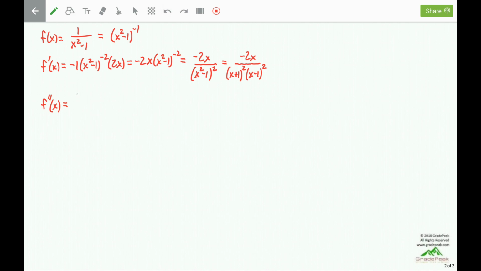Derivative of the numerator, which is a negative 2, times the denominator left alone, x squared minus 1 squared, minus the numerator left alone, negative 2x, times the derivative of the denominator, which is a power rule. Bring the power down, leave the inside alone, subtract 1 from the power to be to the first power now, and then multiply by the derivative of the inside. And then all of this will be over the denominator, which is already squared, and then squared.